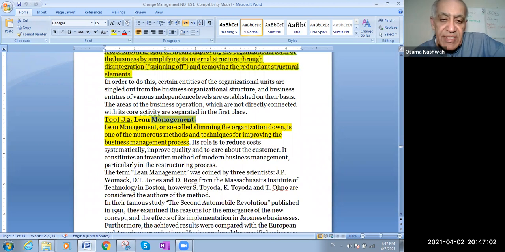Lean management, the second way of change. Lean management, also called slimming the organization down, is one of the numerous methods and techniques for improving the business management process. It's regarding the process itself. So this is the lean management type of change. So it is regarding a change in processes.